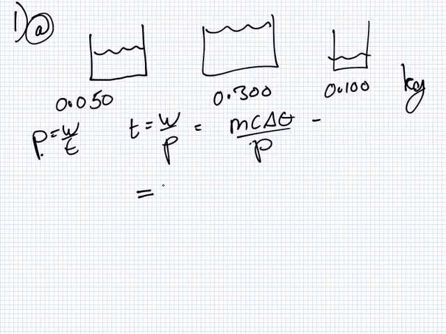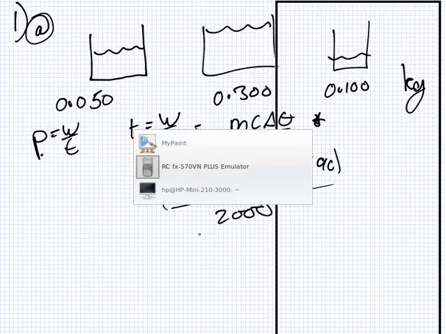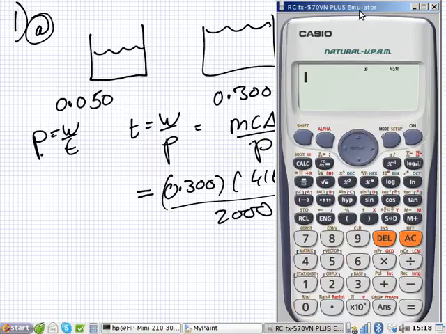I'll write it underneath here. Is it the water? Yes. And that's 4181. And what's the delta theta? 90. And the power is 2000. So if we just put all of that in on the calculator, let's see what we get. 56.